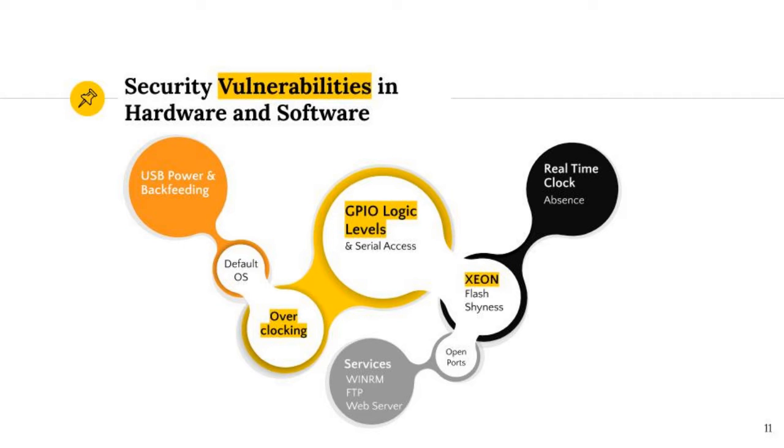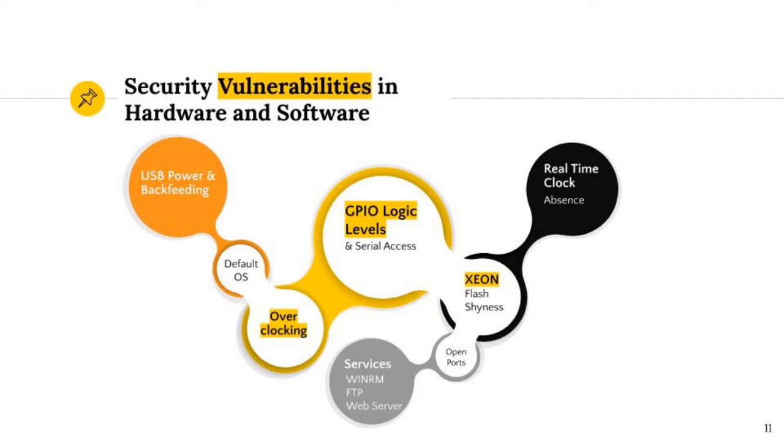A study done at the National Distance Education University conducted an analysis on the security vulnerabilities of both the hardware and software components of Raspberry Pis. They found the following hardware vulnerabilities: USB power and backfeeding, overclocking, GPIO logic levels and serial access, real-time clock absence, and Xenon flash shyness. And the following software vulnerabilities: default user and password were created, network ports left open, and services left exposed. I'll go on to explain some of these hardware vulnerabilities.